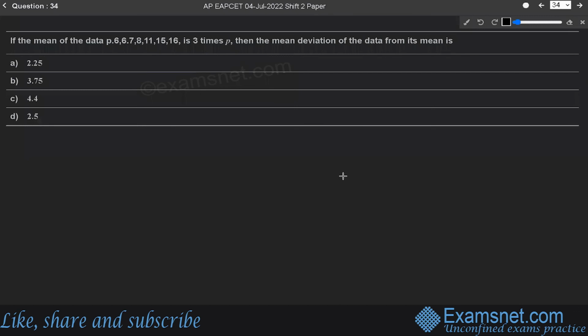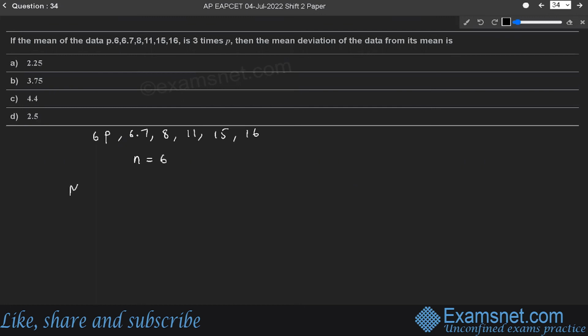Next question is, if the mean of the data 6P, 6.7, 8, 11, 15 and 16 is 3 times P, then the mean deviation of the data from its mean is. The data is given, which is 6P, 6.7, 8, 11, 15 and 16. Total number of items is 6. So we can say that n is equal to 6.